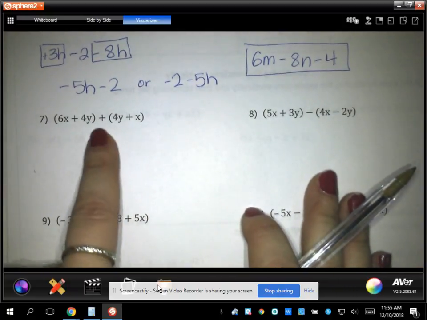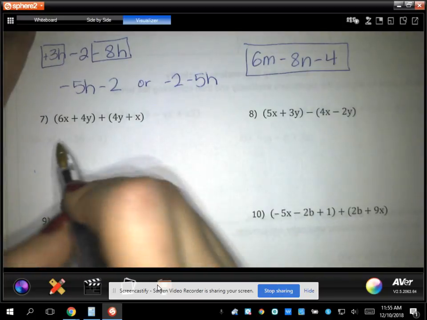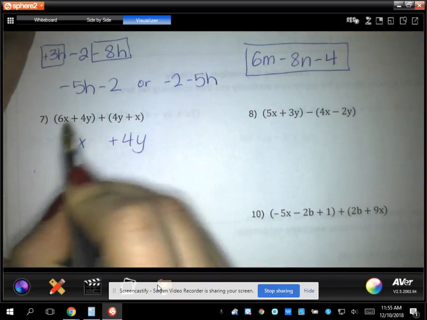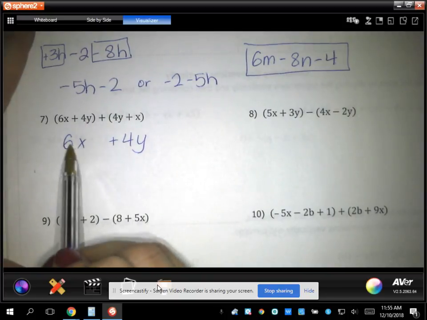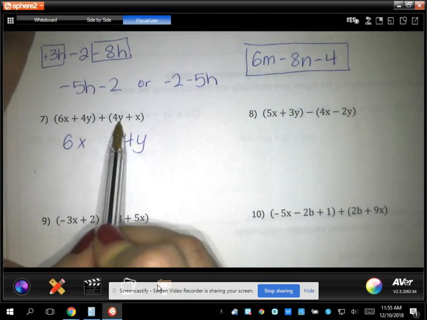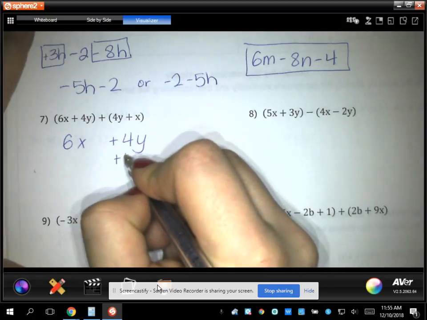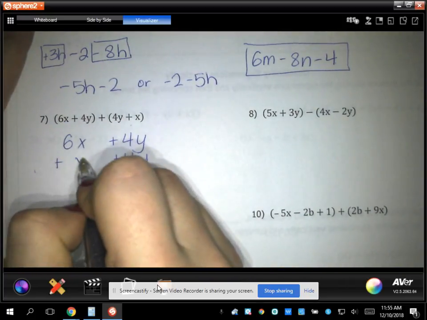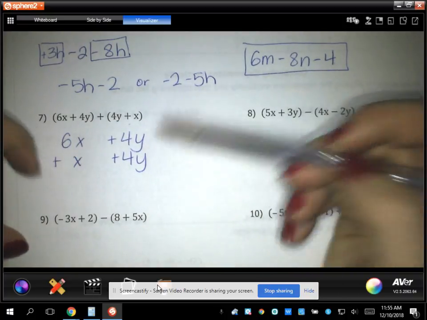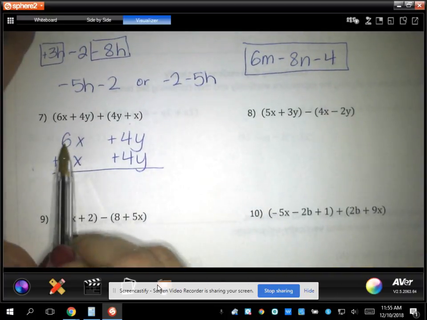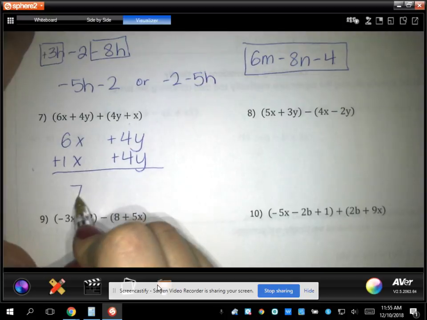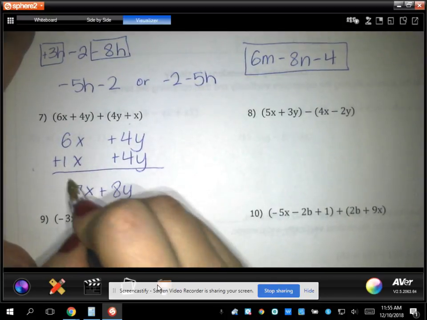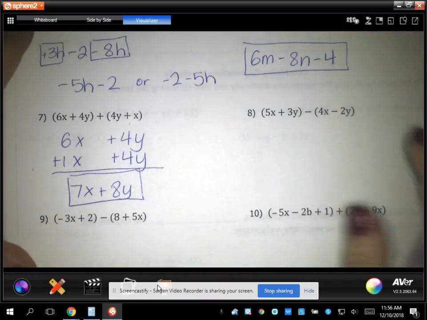All right, when there's a plus sign, you don't need to distribute. So this is really 6x plus 4y. That's my first expression, 6x plus 4y. In my second expression, I have another plus 4y, and I have a plus x. So I line up the terms that are like terms, and then I combine them. So 6x plus 1x is 7x, and 4y plus 4y is 8y. So there's my answer in simplest form.